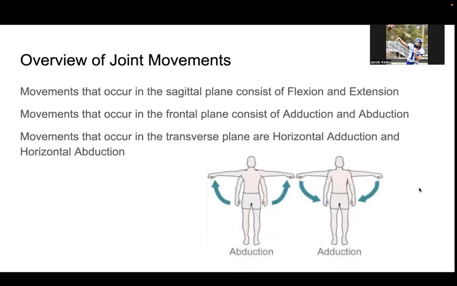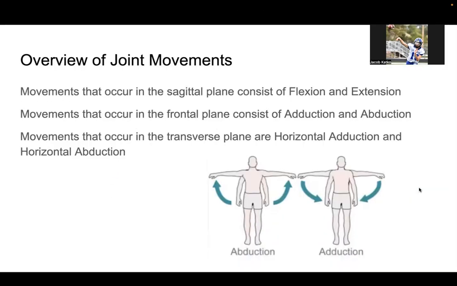Here's the overview of joint movements. Movements that occur in the sagittal plane, as previously stated, consist of flexion and extension. Movements that occur in the frontal plane consist of adduction and abduction. Movements that occur in the transverse plane are horizontal adduction and horizontal abduction.